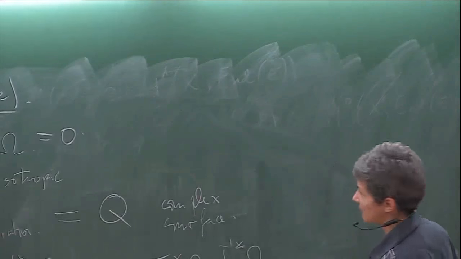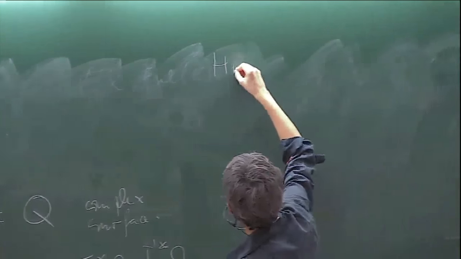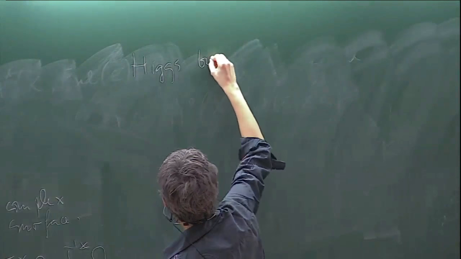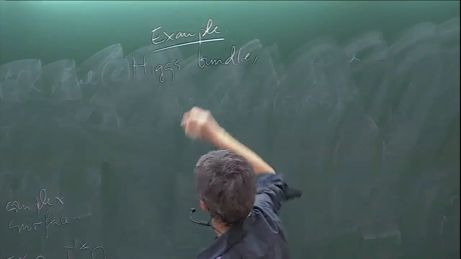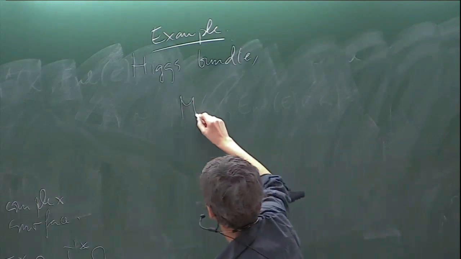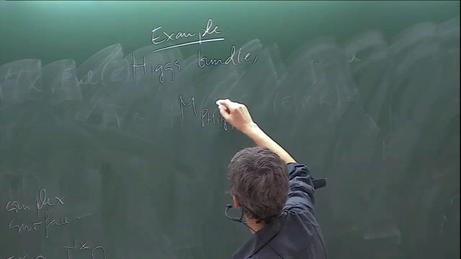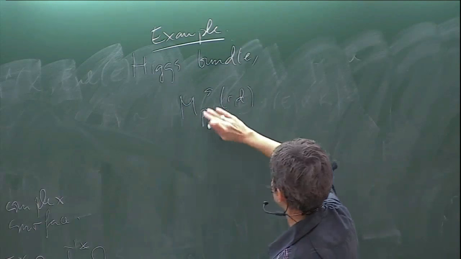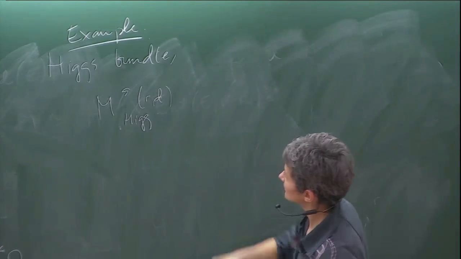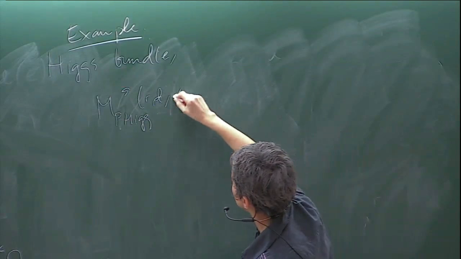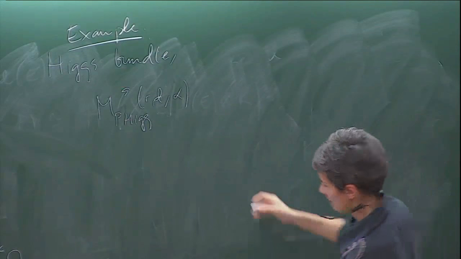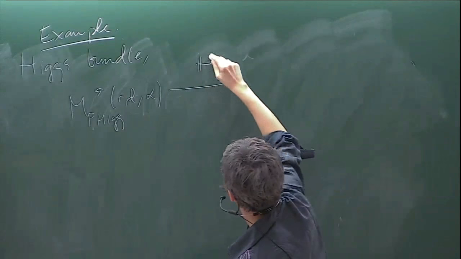So as an example, Jacques himself gives the moduli of Higgs bundles. And he shows that, of course, we have the same situation for the case of Higgs bundles, but we are going to extend it. It's possible to extend it to the parabolic Higgs bundles, and I'm going to explain that now.